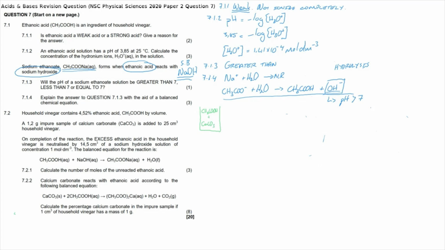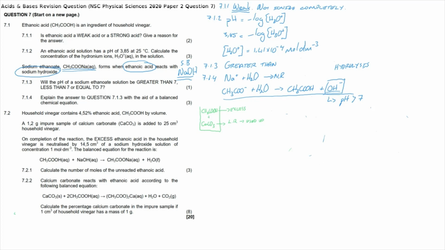And what happens there is that we are told that on completion of the reaction, there is excess ethanoic acid. That tells us that since the ethanoic acid is in excess, the calcium carbonate is our limiting reactant, which means that it is used up. The calcium carbonate is used up in this reaction, or we can say it reacts completely with the acetic acid.